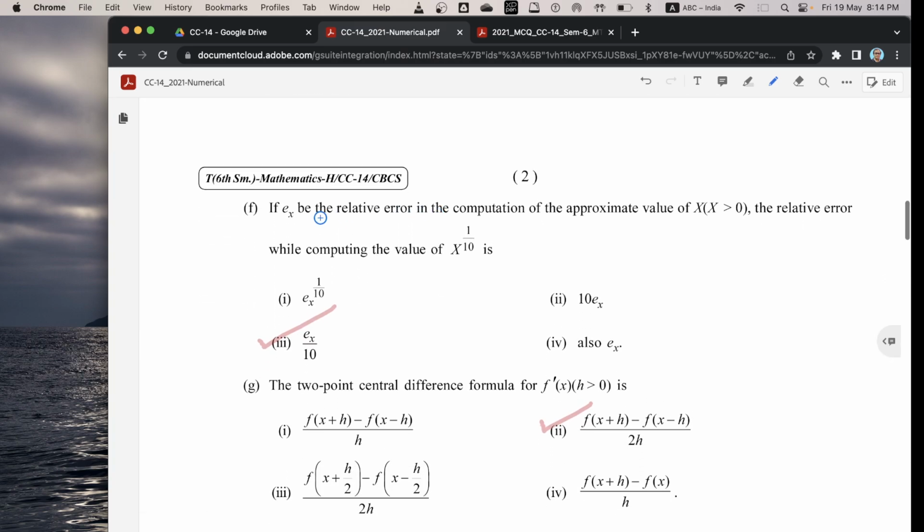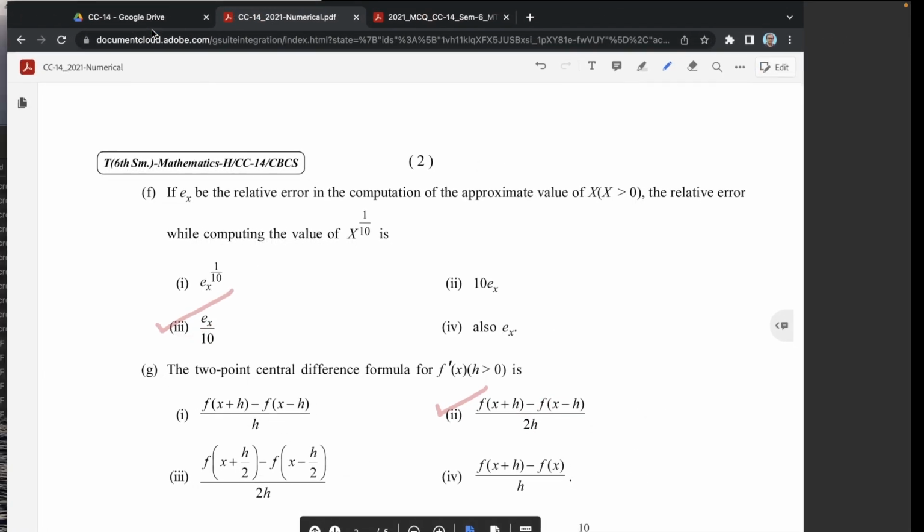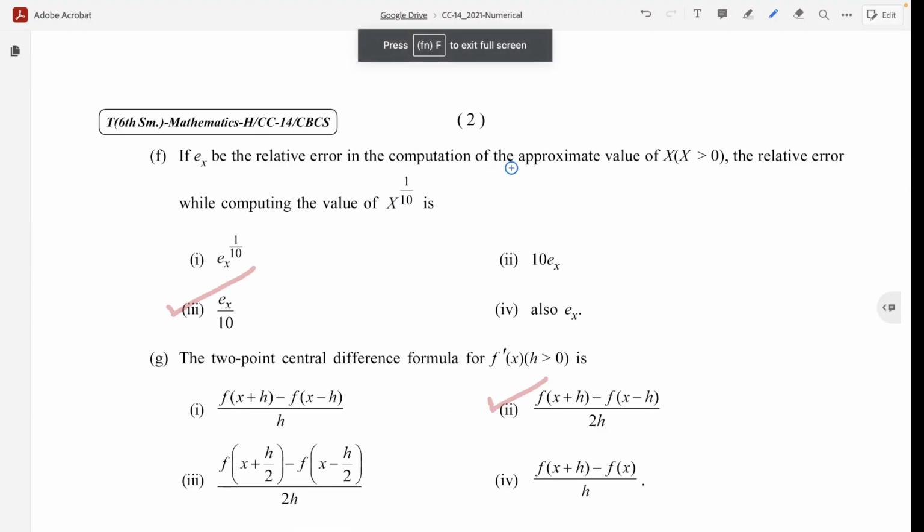If Ex is the relative error in computation of the approximate value of a positive X, then the relative error while computing the value of x to the power 1 by 10 is ex by 10.